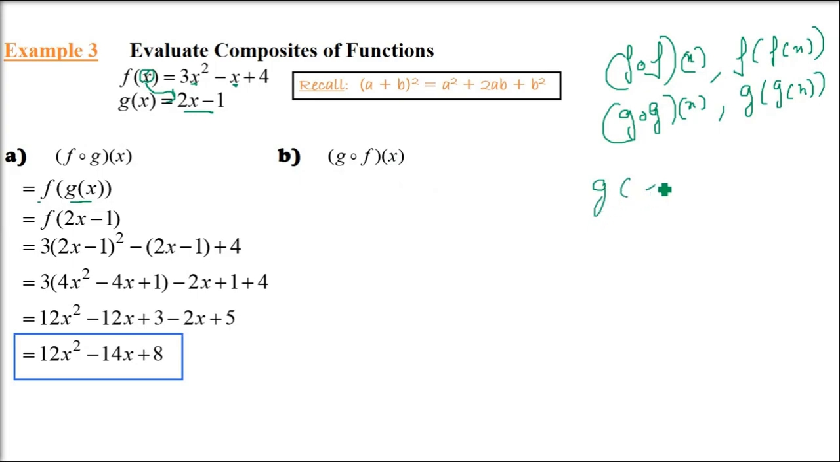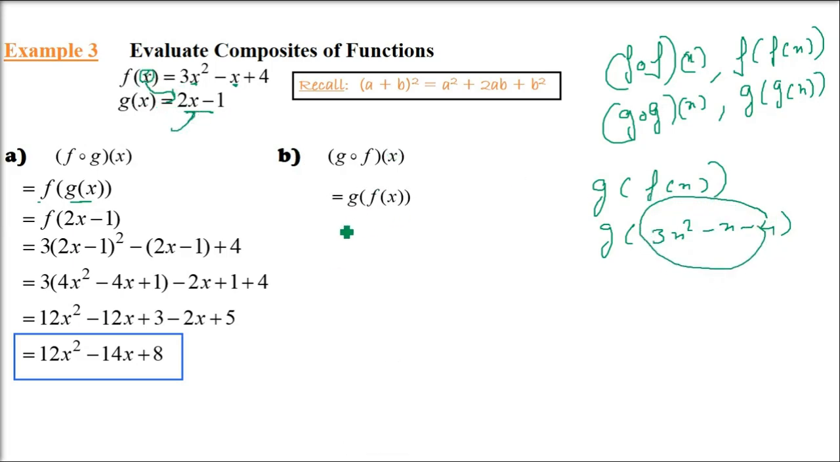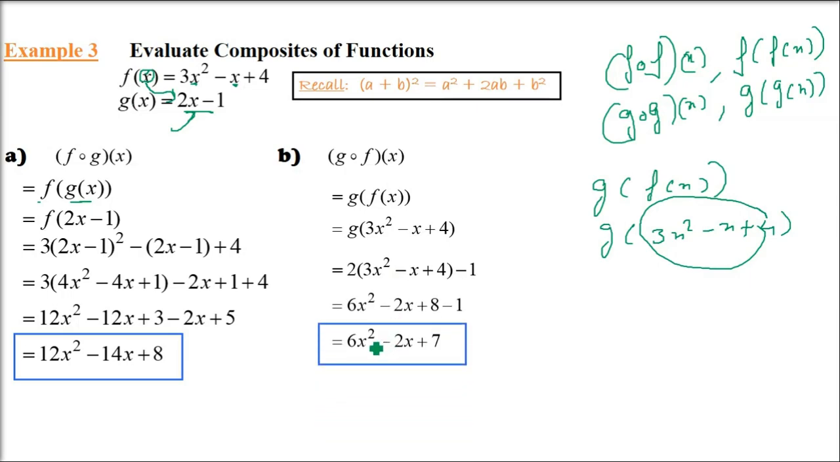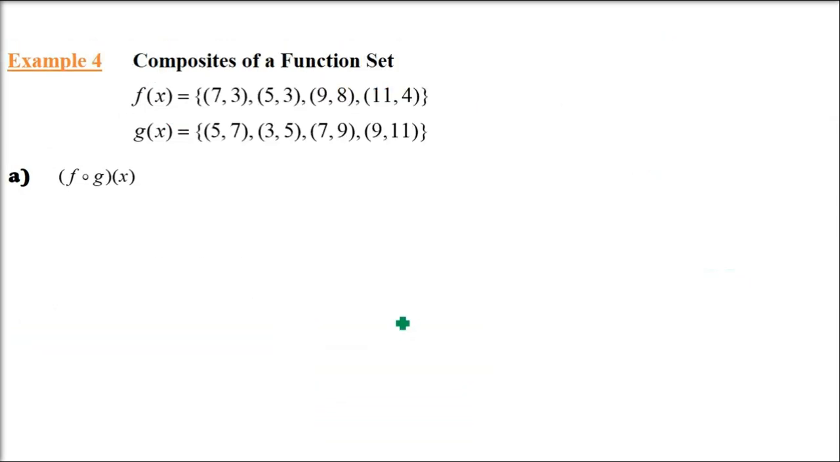Now gof x, so g of f(x). Now you have to take this f(x) and put it inside g(x). So take this f(x), and wherever this x is in g(x), put this f(x) inside. Now in this 3x squared minus x plus 4, you have to put 2x minus 1 at every x, because this is g of f(x). Take this x, and in place of x you put 2x minus 1, and you will get this expression.